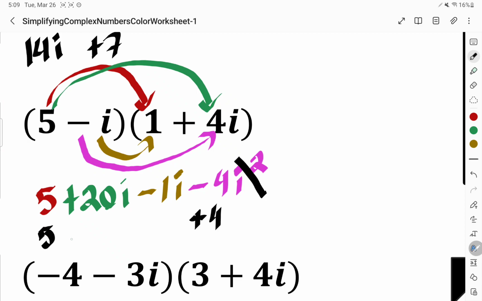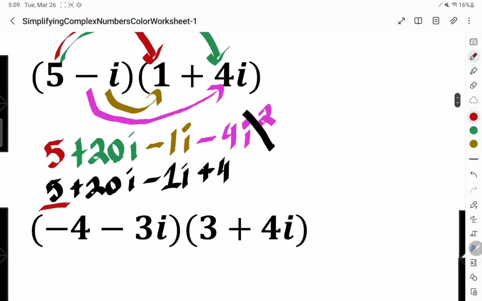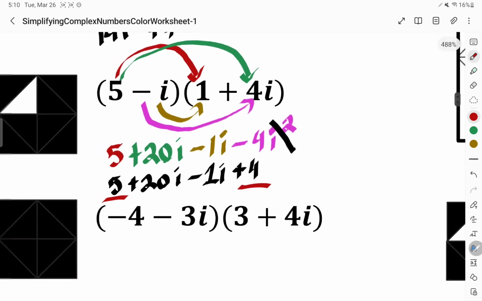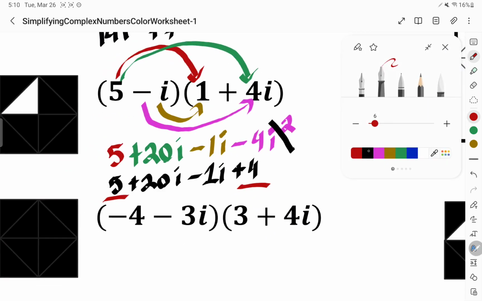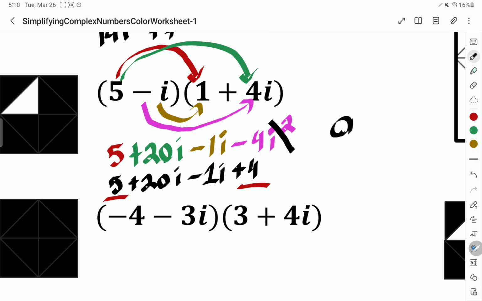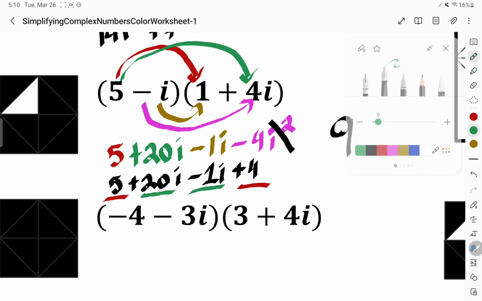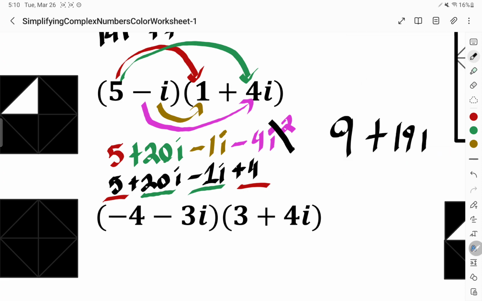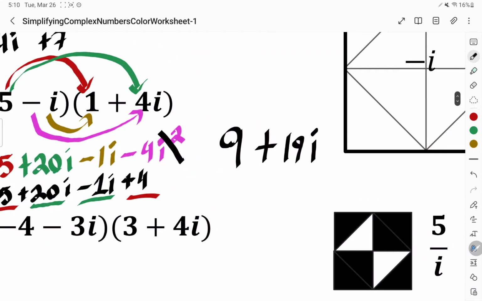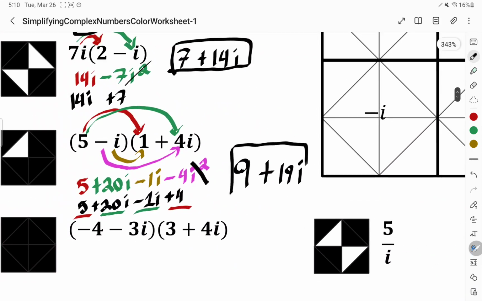And then we have 5 plus 20i minus 1i plus 4. Now I'm going to highlight the 5 and the 4 because I'm able to combine those two. That's going to be the first part of my answer, so it's going to be 9. And then I'm going to combine the 20 and the negative 1, which is positive 19i. Okay, pretty easy. That is my answer for that.